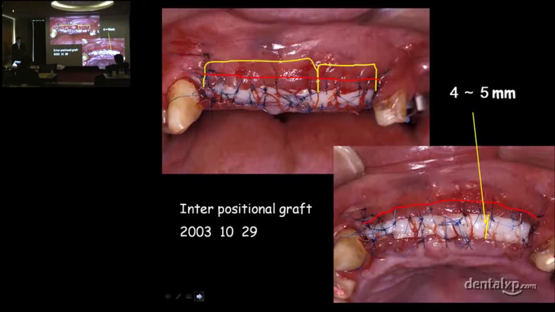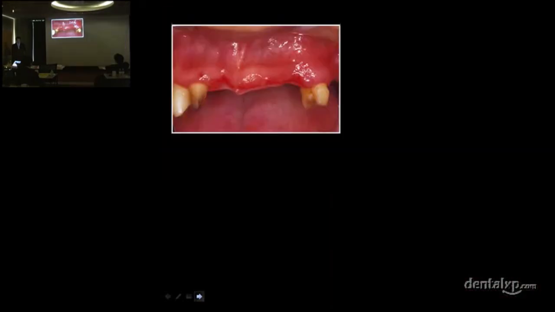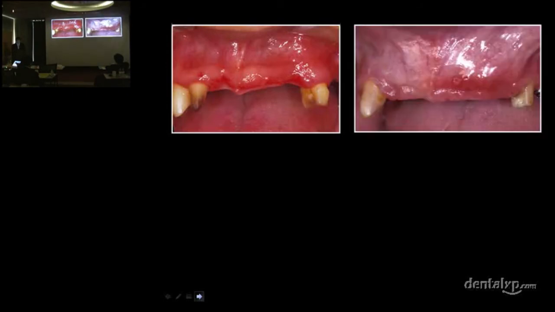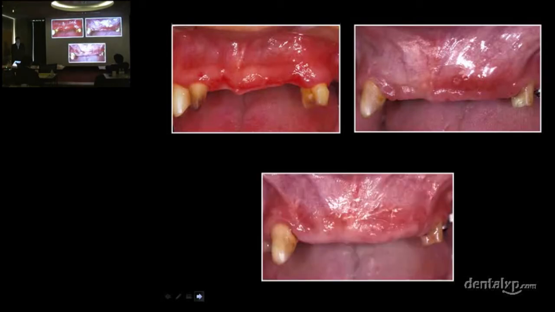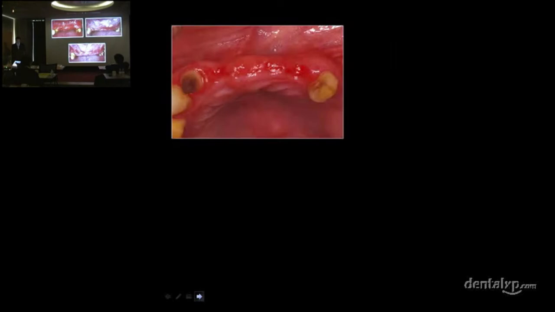The grafted keratinized tissue band will blend with the original keratinized tissue because the grafted connective tissue is covered by the original keratinized tissue. And we will have sufficient tissue contour and keratinized tissue. This is before augmentation. This is after bone augmentation. And this is after soft tissue augmentation. Enough keratinized tissue and a good contour was acquired.